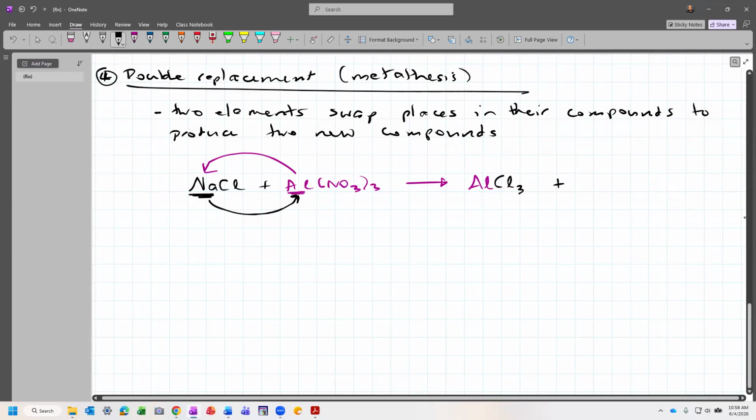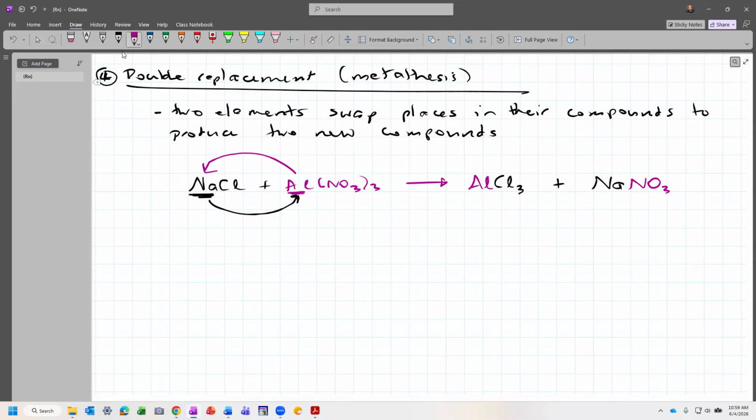So once we have our first compound predicted, we can then do the other combination. So we have our Na is going to combine with the nitrate. Na is in group 1. It'll form a +1 charge. And then nitrate is one of those polyatomic ions, has a -1 charge. So the +1 and -1 will cancel. So these combine in a 1-to-1 ratio, right? So we have NaNO3, sodium nitrate, as our other compound. This is a double replacement, two elements swapping places to make two new compounds.